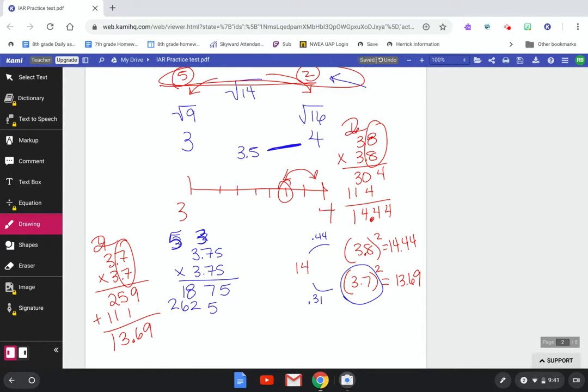Then last one, 3s. 3 times 5 is 15, carry the 1. 3 times 7 is 21, plus the 1 is 22, carry the 2. 3 times 3 is 9, plus 2 is 11. So we have to add these all up.